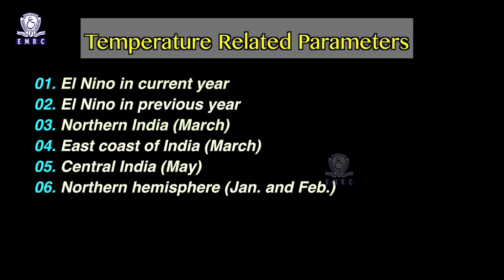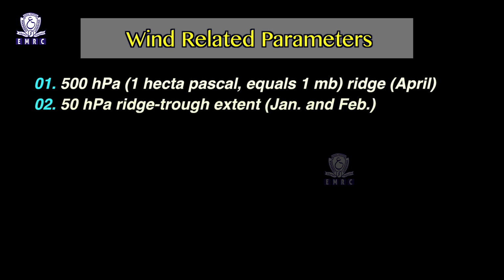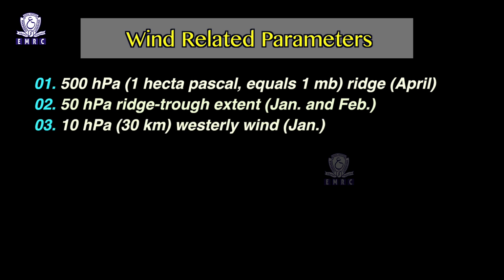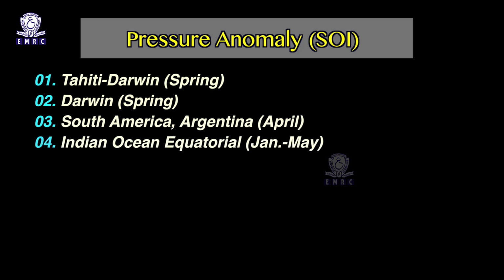Temperature related parameters include El Niño in the current year, El Niño in the previous year, northern India, east coast of India, central India, and the Northern Hemisphere. And the wind related parameters include the 500 hectopascal (equals 1 millibar) ridge, the 50 hectopascal ridge trough extent from January to February, and the 10 hectopascal 30 kilometer westerly wind in January. Pressure anomalies include the Tahiti Darwin Spring, and the South America Argentina in April, and the Indian Ocean equatorial region from January to May is observed.